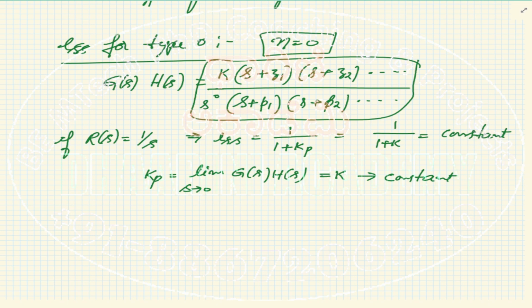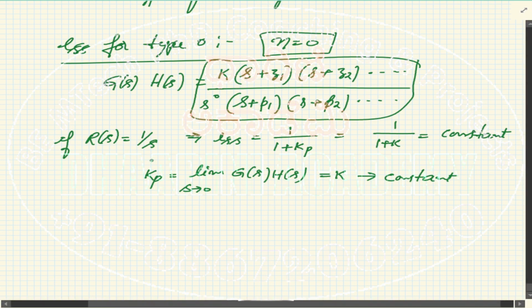In the sense, for a type 0 system, if you give unit step as an input, then there will be a finite error in the final output or the steady state. In the steady state condition, you are going to get a constant value of error. Right? Let us say for the same system, I'm going to give input R of S equal to 1 by S square.